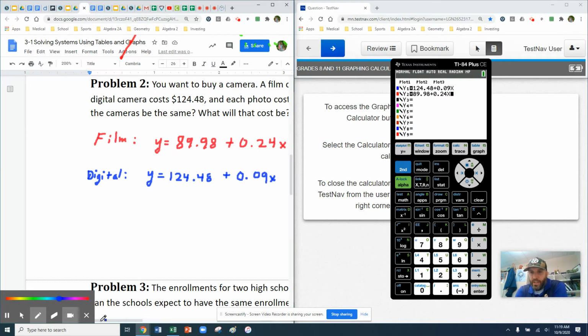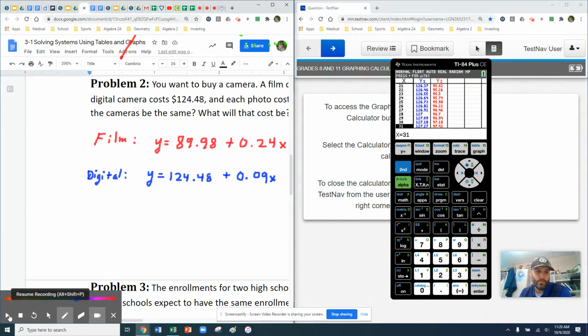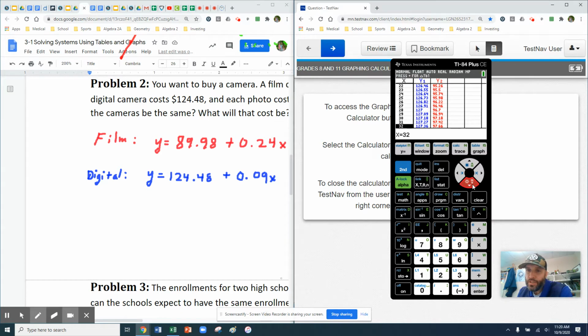Now we'll head back to our y equals on our calculator and we will put in each equation. And again, I just matched up the blue and the red like I did in the previous problem. So there are two ways to solve this one. So we'll review using a table. So you can hit second table. Then you can start scrolling and looking for when will the two prices be the same.